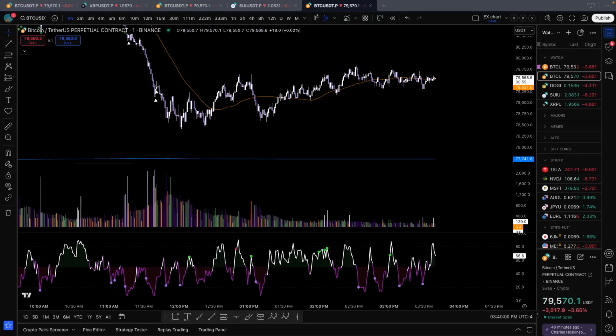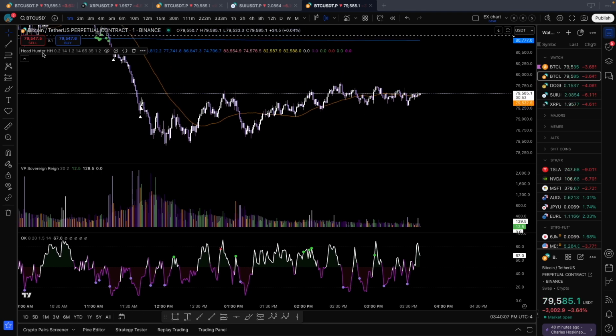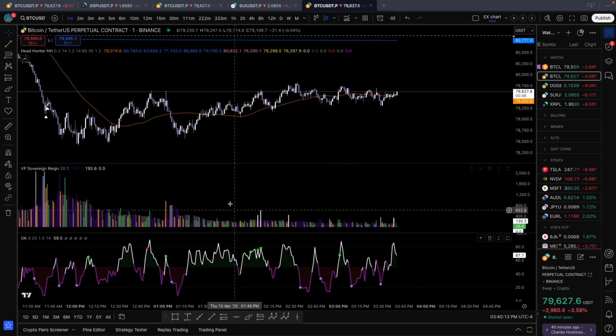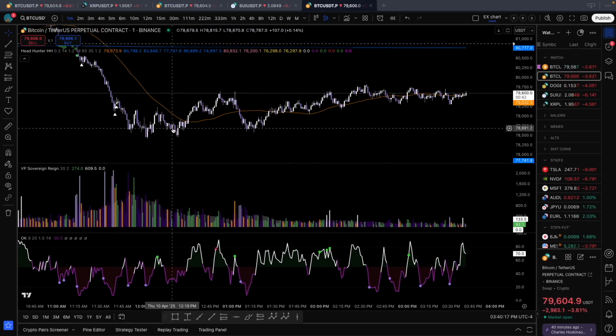Today we are going to be talking about the sniper suite. You can see we got the Headhunter indicator on, VP Sovereign Rain, and the Oathkeeper. Now I've done separate videos on all three of these.